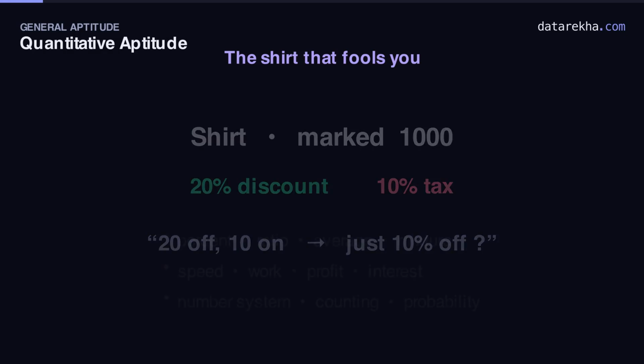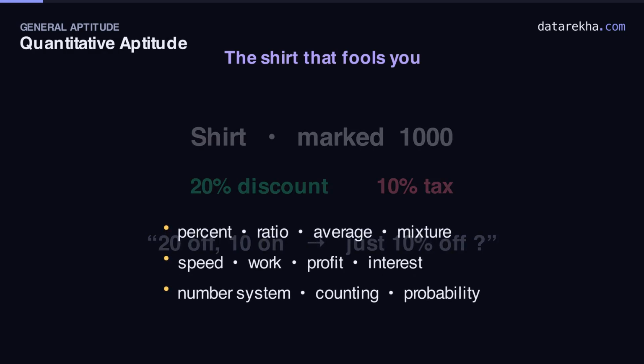The catch is that each percentage acts on a different, moving base. And almost every quantitative shortcut is just spotting which pattern you're in. So today we build the whole toolkit, one pattern at a time.